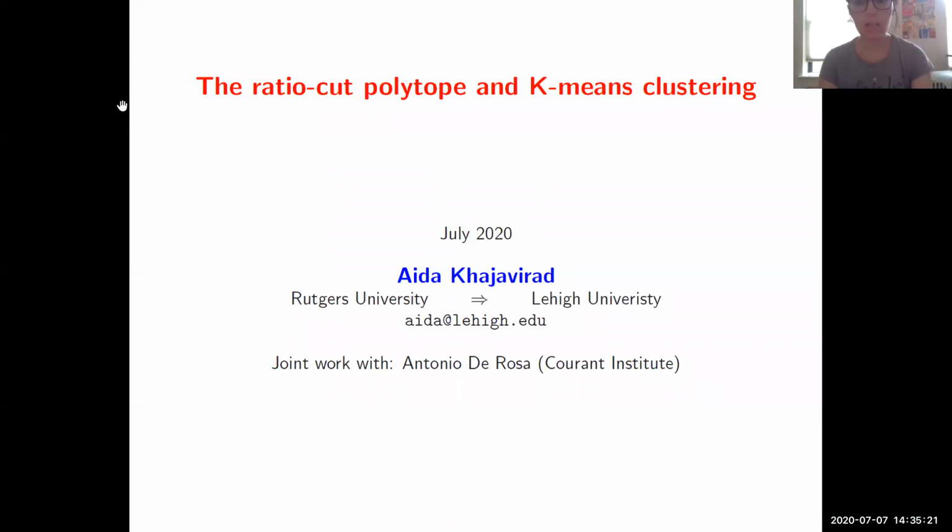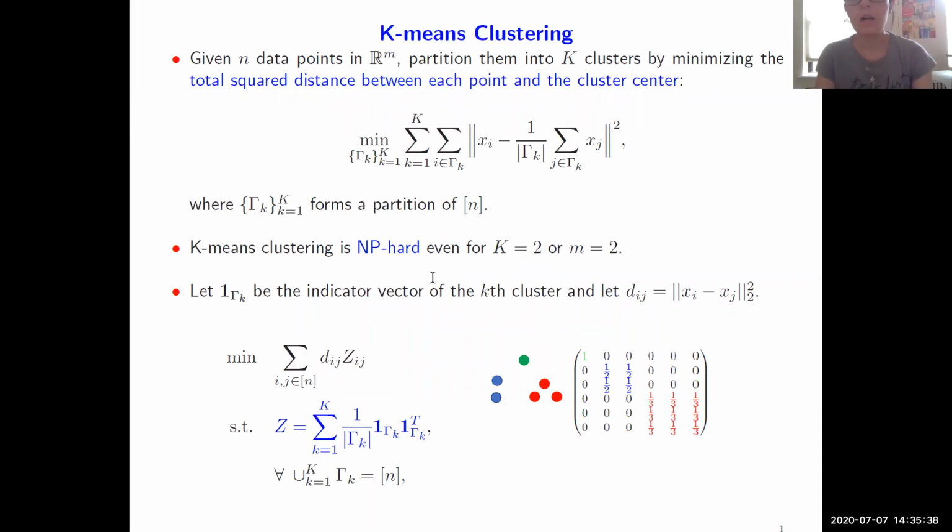So today I'm going to talk about the ratio cut polytope and its relationships with clustering problems, and in particular K-means clustering. This is joint work with Antonio de Rosa, who is a pure mathematician at Courant. All right, so what's the goal in clustering? We are given a set of data points. We would like to put them in a number of clusters based on some similarity measure.